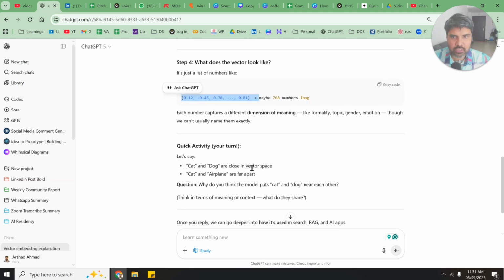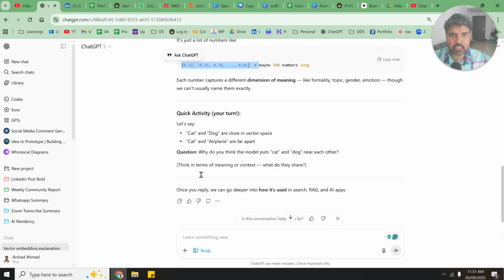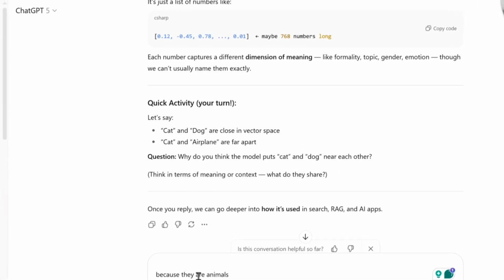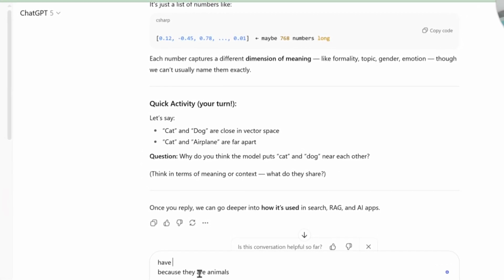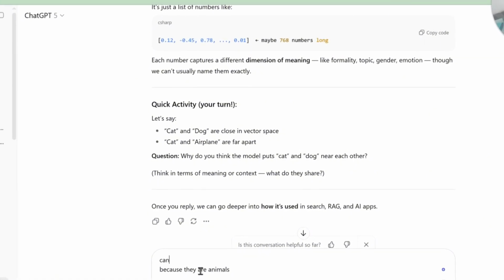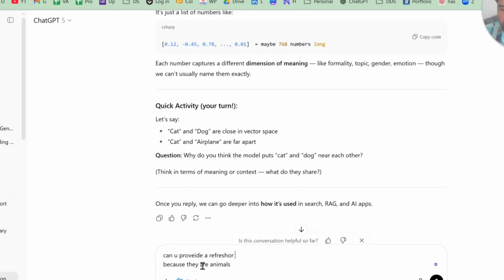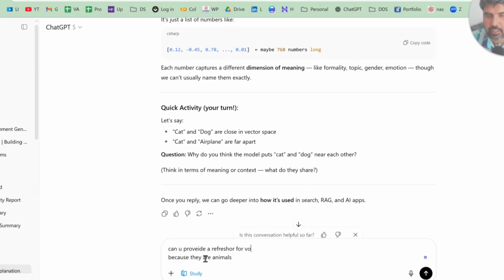So cat and dog are close in the vector space. Cat and aeroplane are far apart. Why do you think cat and dog are close? I can just mention that it is because they are animals. They are animals, and you can just mention this because they are animals. This is the answer. And regarding the basics, can you provide a refresher for vectors?